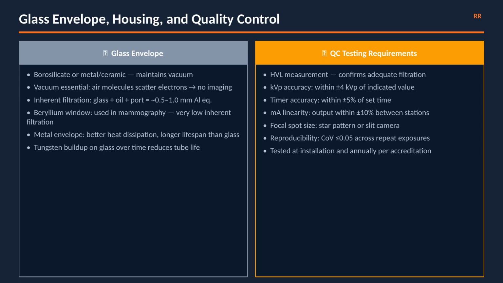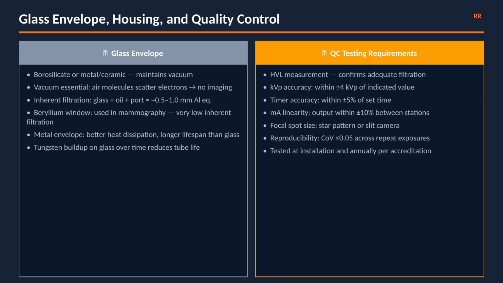The lead-lined housing surrounds the envelope and limits leakage radiation to the regulatory maximum of 100 mrem per hour at 1 meter. 6 QC tests govern the X-ray tube system. HVL measurement confirms adequate filtration. kVp accuracy must be within plus or minus 4 kVp of the indicated value.